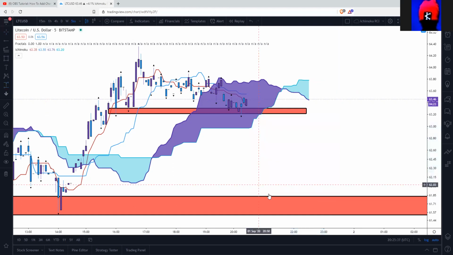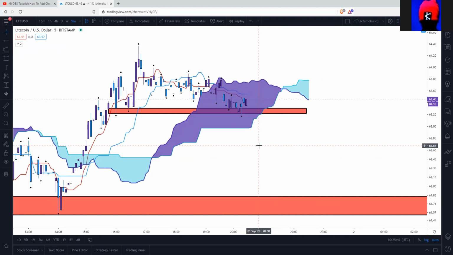And you would actually want to scalp this market, so it would be a higher lot size for a bigger reward. So I hope that makes sense.